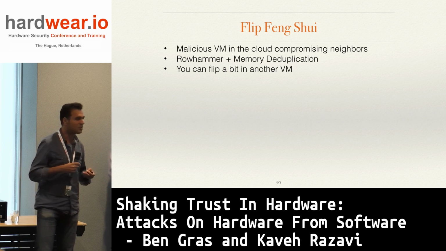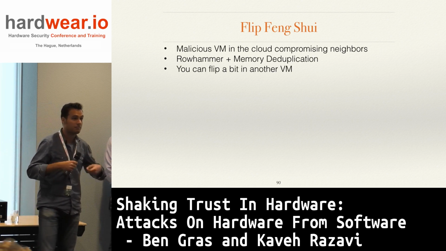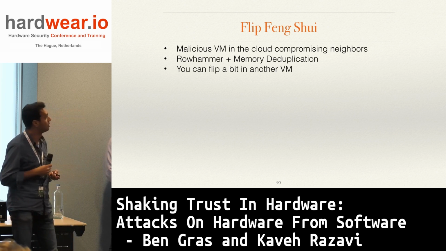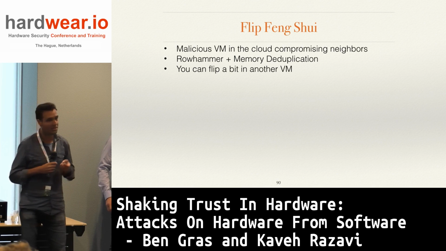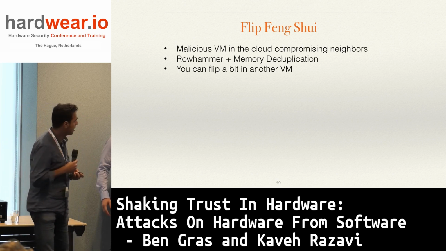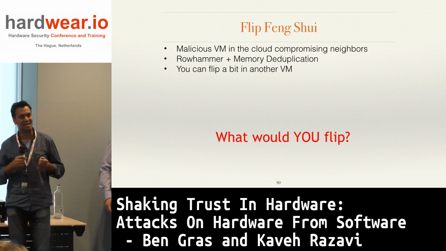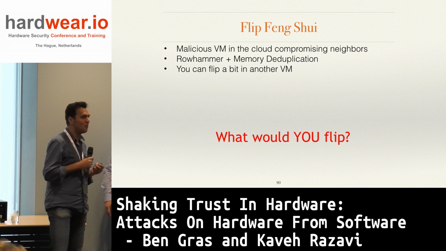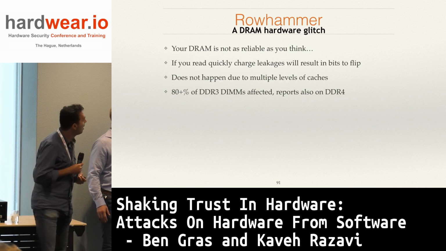So if the cloud provider is smart, it can basically find these pages out and just keep one copy instead of making many duplicate copies. And this is memory deduplication. What Flip Feng Shui provides is a primitive that allows you to flip a bit in a target VM. Now I want you to think in terms of, if this is Christmas and Santa is to bring you some present, what would you flip so that you would be able to compromise this VM? We're going to come back to this later.